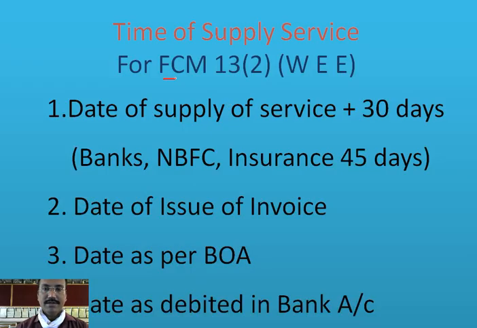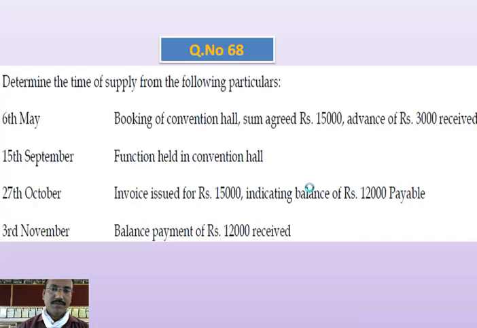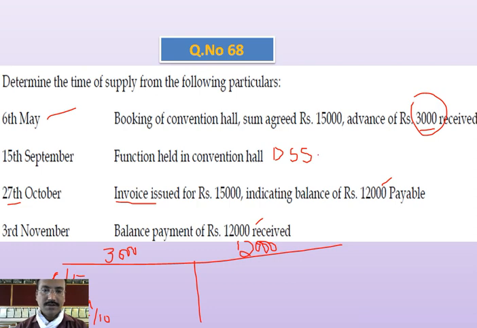Forward charge mechanism case, time of supply. What are the rules? Date of supply of service plus 30 days because it is not a banking concern, these concern 30 days, and date of issue of invoice, payment date, bank account date. So supply date first plus 30 days. Date of supply of service is this one. For this, 15 September plus 30 days. So you add 30 days here, that is 1 month. If you move forward 1 month, it comes 16th October. 16th October, September to October.